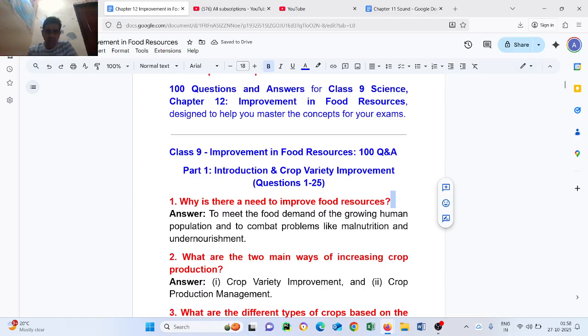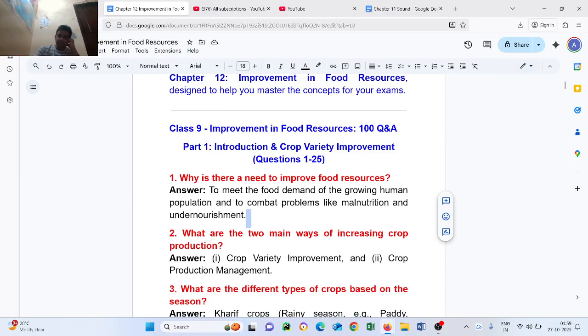Question number 1: Why is there a need to improve food resources to meet the food demand of the growing human population and to combat problems like malnutrition and undernourishment? Answer: To meet the food demand of the growing human population and to combat problems like malnutrition and undernourishment.